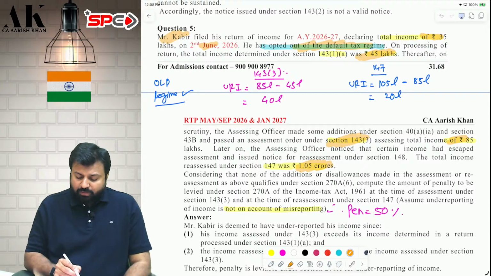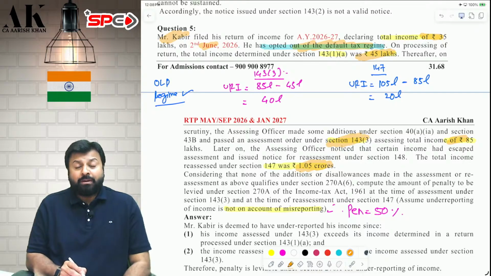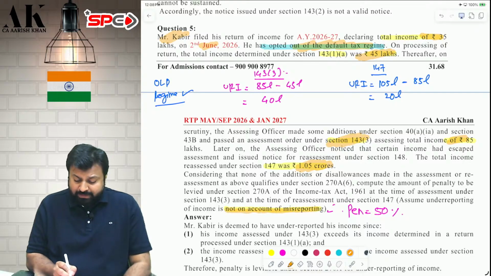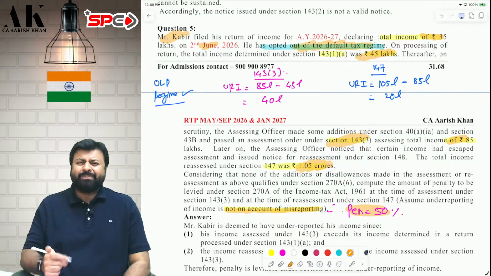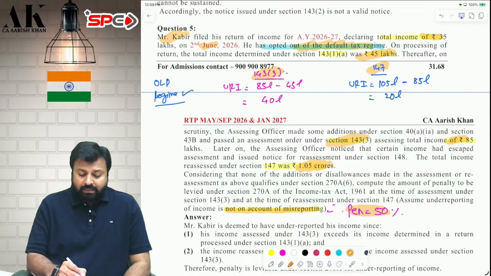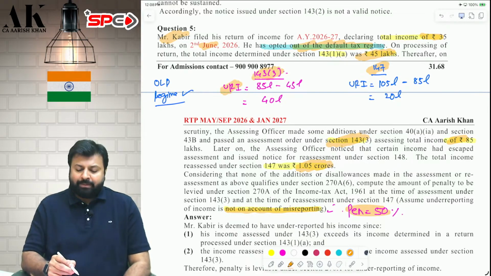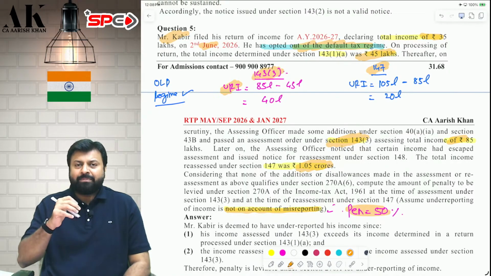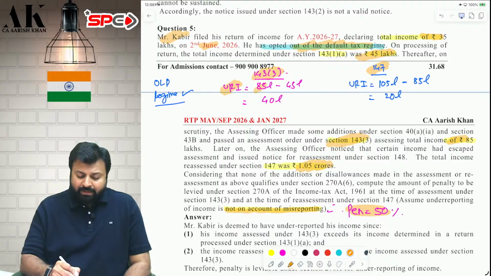Now we are supposed to compute the penalty not on account of misreporting. It means penalty is 50%. Very simple question. First penalty will be imposed under 143(3) and then penalty will be imposed after 147. Under 143(3), how will the penalty be computed? Underreported income will be computed, step number 1. Then tax on underreported income, then penalty. What is underreported income? Income assessed minus processed.